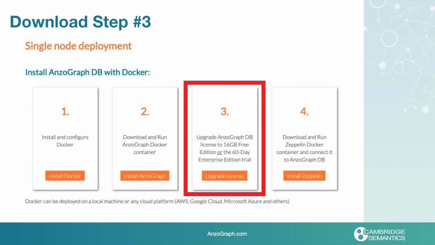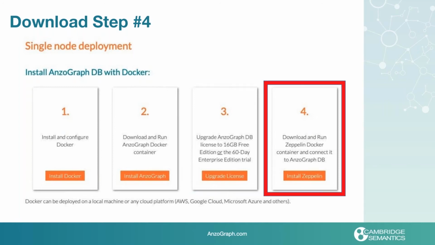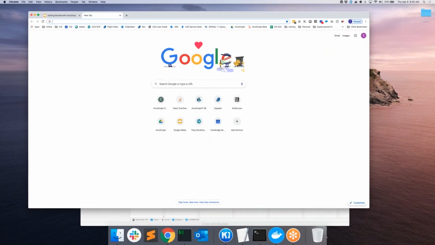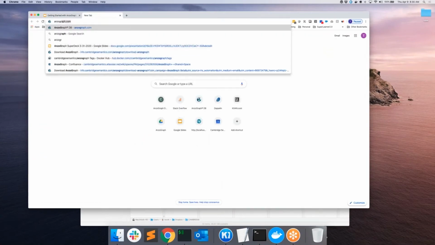Then we'll upgrade from the free version to the 16 gigabyte free edition, or you can also upgrade to the 60-day enterprise edition trial if you're interested in that. And then last, we'll run a Zeppelin Docker container and connect it to AnzoGraph DB and run some of the sample Zeppelin notebooks. So switching gears here, I'll open a web browser to AnzoGraph.com.